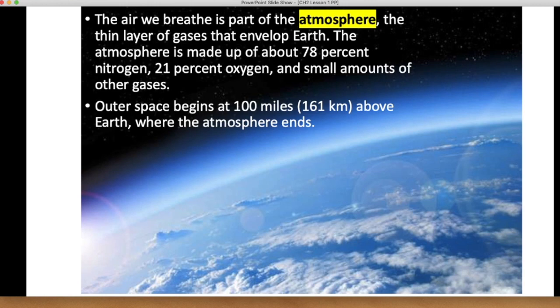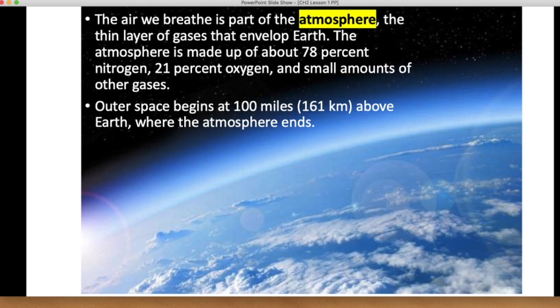All right, new concept here, new main idea. The air we breathe is part of the atmosphere. The atmosphere is the thin layer of gases that envelop the Earth. The atmosphere is made up of about 78% nitrogen and 21% oxygen, and small amounts of other gases. This is why it's hard to breathe if you're in outer space, right? You can't breathe 78% nitrogen, okay? It would not work for you.